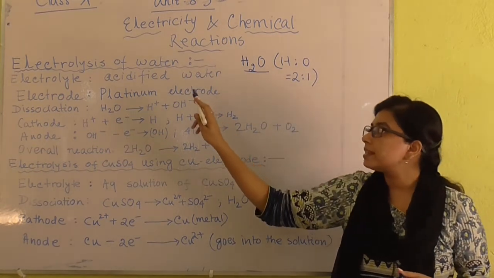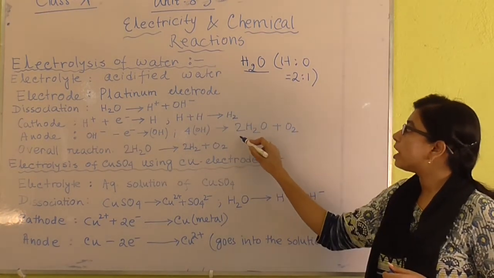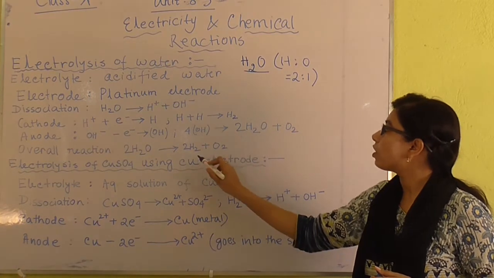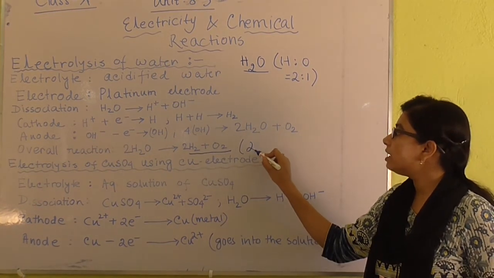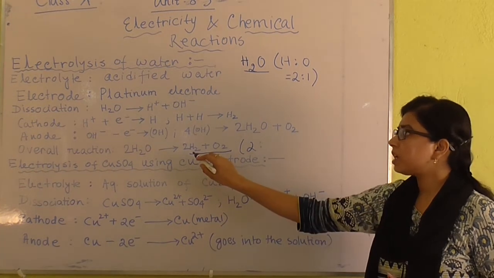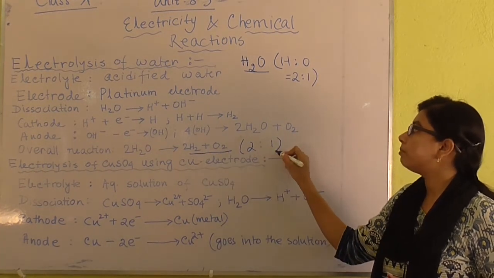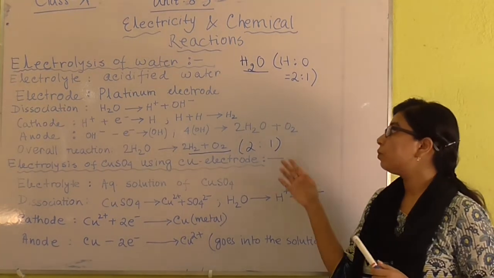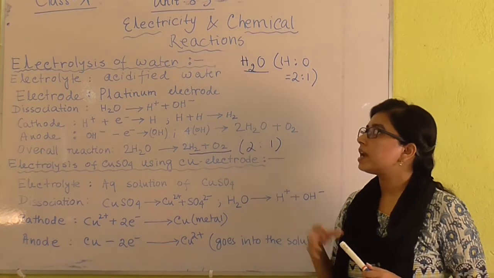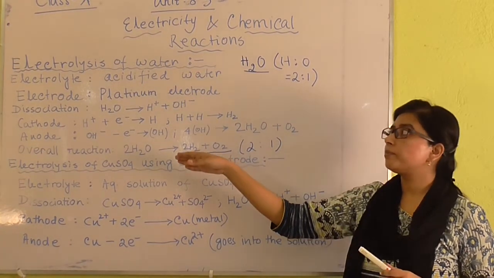In the process, that is electrolysis of water, the production of hydrogen and oxygen is also maintaining the same thing, that is hydrogen in 2 parts and oxygen in 1 part. That is, hydrogen to oxygen will be 2:1. Okay, this is the electrolysis of water. I am repeating the process again.